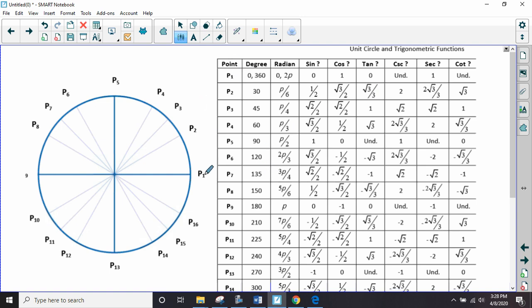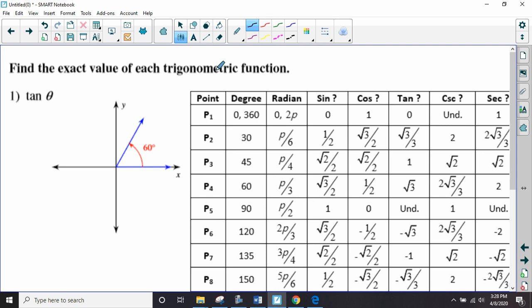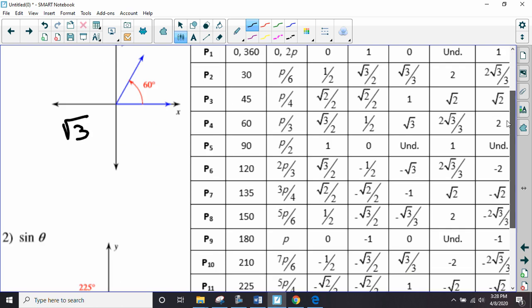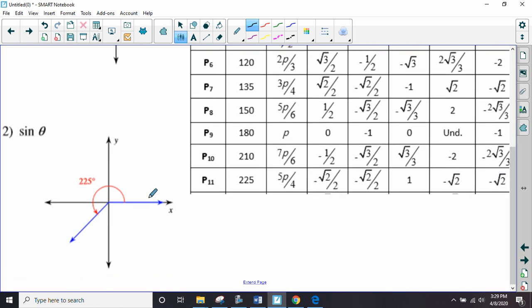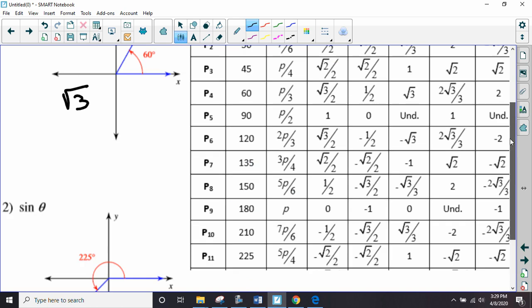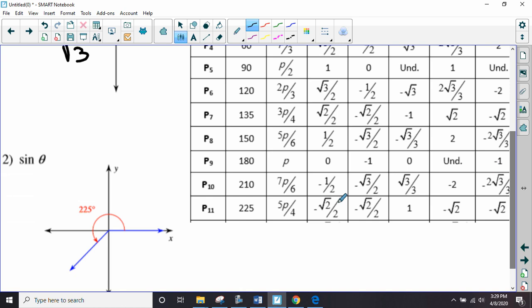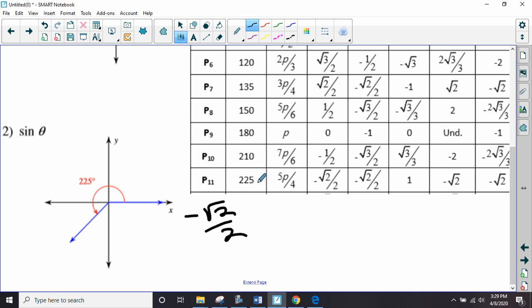It tells us our point, the degree, the radian, the sine, cosine, tangent, cosecant, secant, and cotangent. All right. So, right here, we're looking for the tangent of 60 degrees. Well, go to 60. Tangent is root 3. Wow, it's amazing. All right, the sine of 225. Well, here's 225. Remember where the sine goes. That's this one right after the radian. So this one is negative root 2 over 2. This is easy.